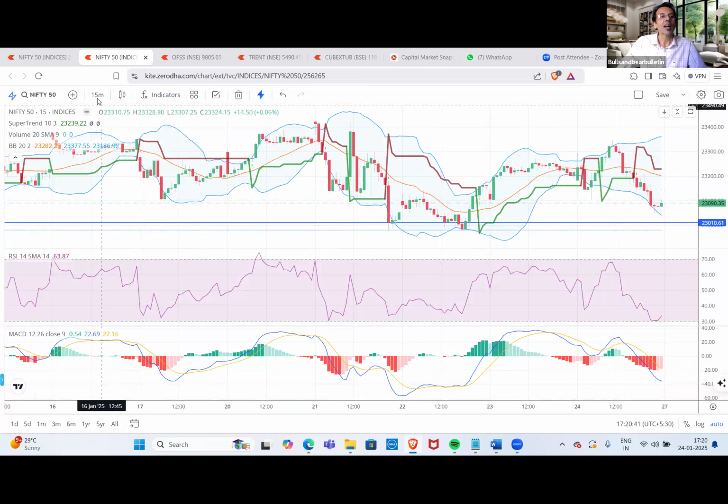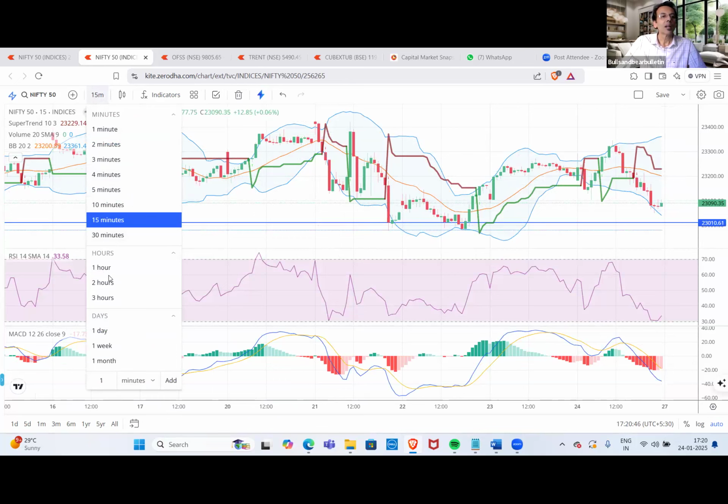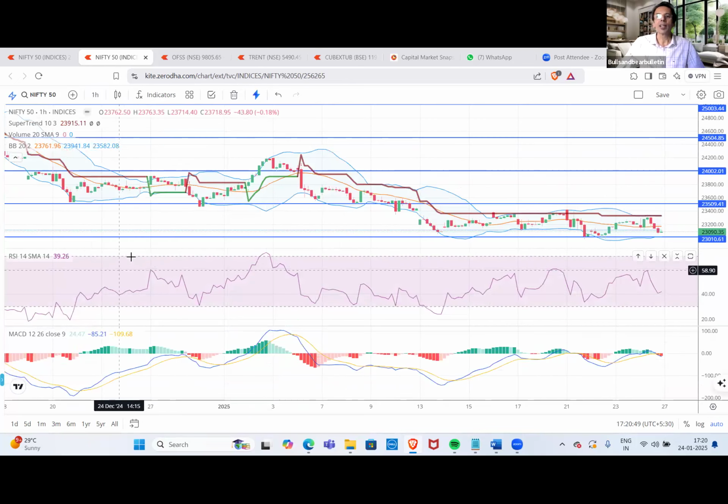For the intraday perspective, the 5-minute and the 15-minute are okay. But for the short term, which I'm talking about, 1 day or 3 days or 5 days, I go with the 1 hour candle most of the time. So on the 1 hour candle, if you see here, one is the Supertrend, and the other is the Bollinger Band. So this is where the trend started changing. You can see that.